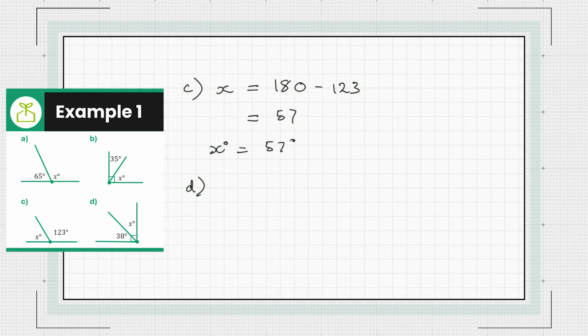If we look at D, we have another right angle, so we know that x is going to be equal to 90, take away what we know, which is 38. Alright, so x is actually going to be equal to 52 degrees.